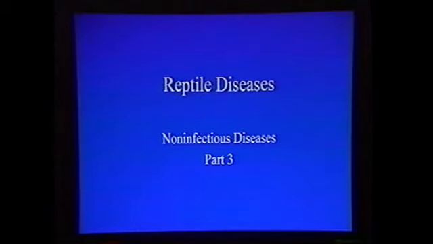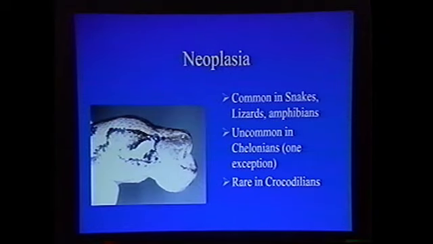We'll begin with Non-Infectious Diseases, Part 3, Neoplasia. Neoplasia is common in snakes, lizards, and amphibians. It is uncommon, with one exception, in chelonians, and it is rare in crocodilians.